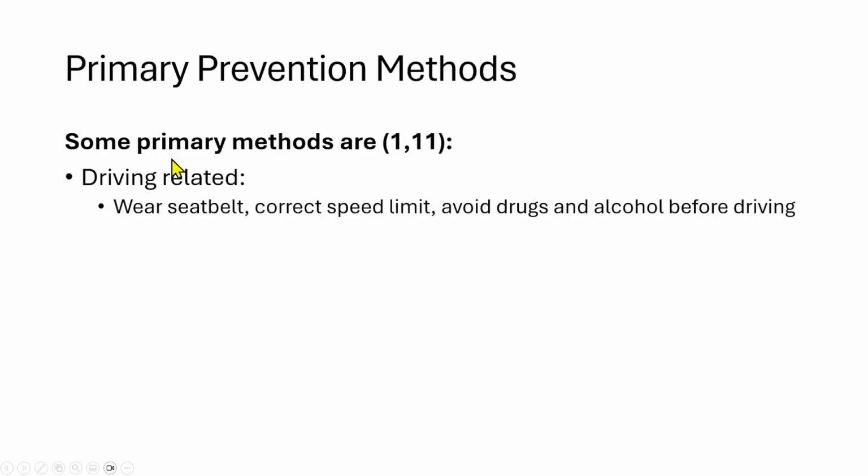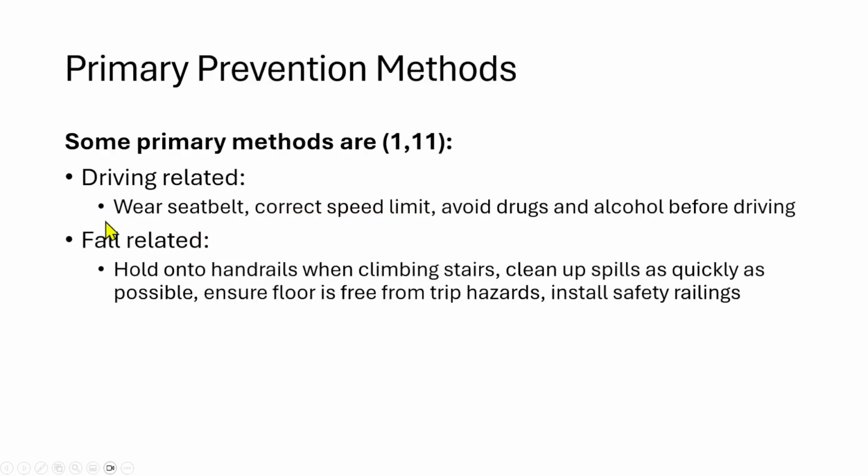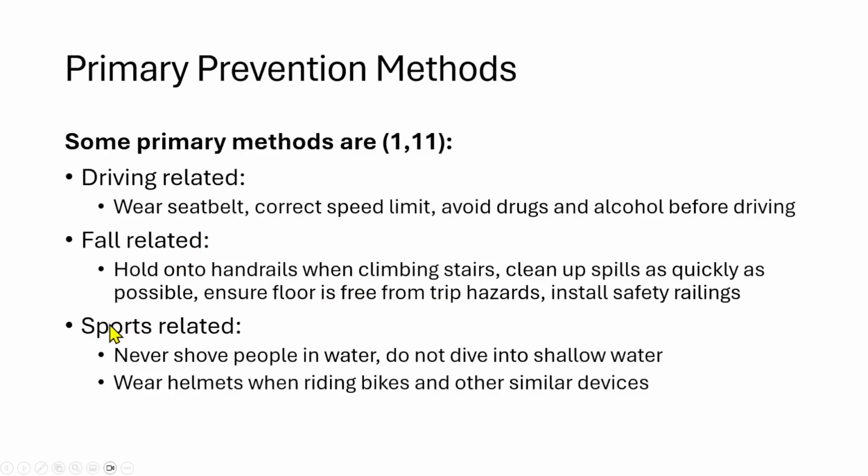So some primary prevention methods for reducing SCI would be driving related. So wear a seatbelt, go at the correct speed limit, avoid drugs and alcohol before driving to avoid impairment. Another would be fall related, so hold on to handrails when climbing stairs, clean up spills as quickly as possible, and ensure the floor is free from trip hazards. Install safety railings when possible. And for sports related prevention methods, never shove people in water, do not dive into shallow water, and wear helmets when riding bikes and other similar devices.